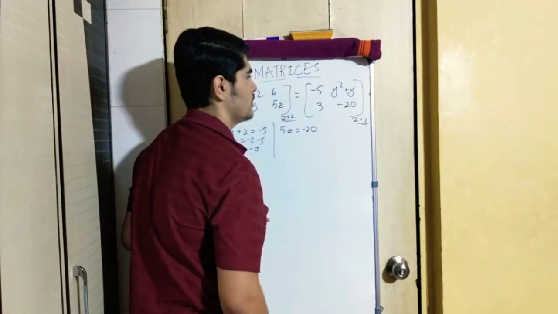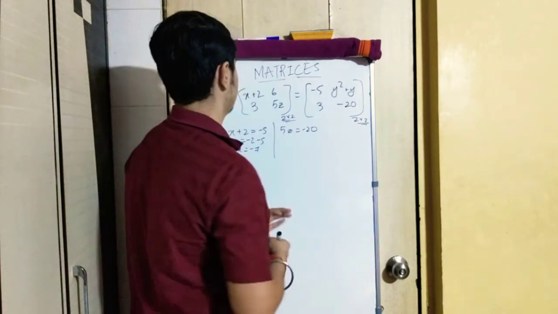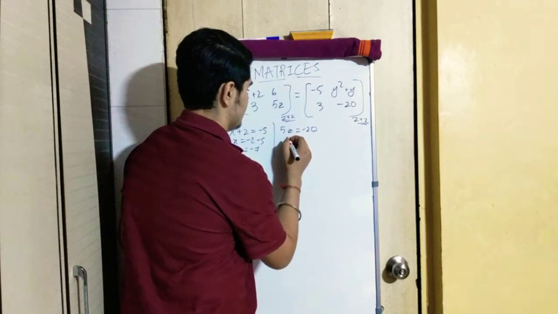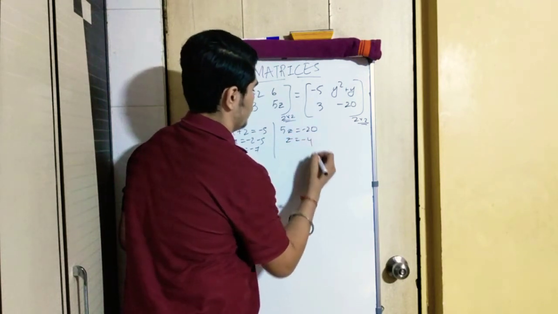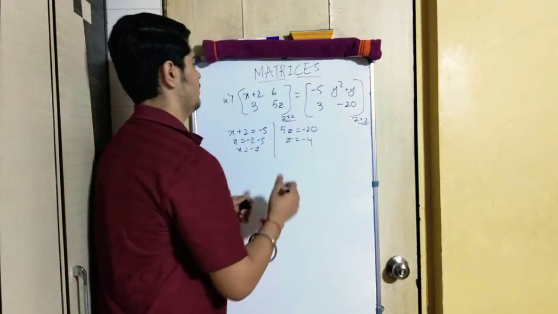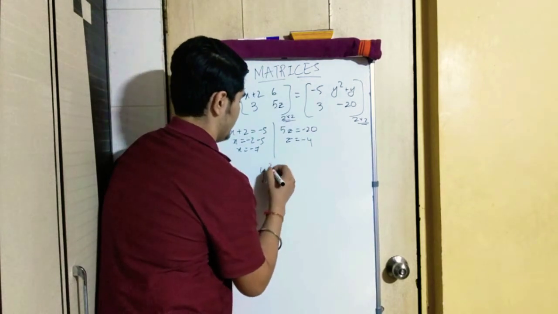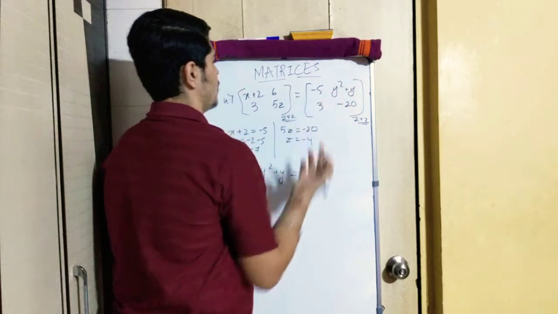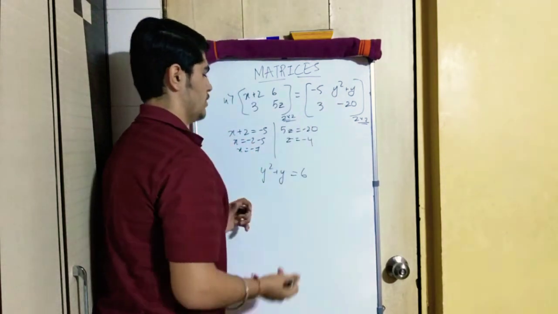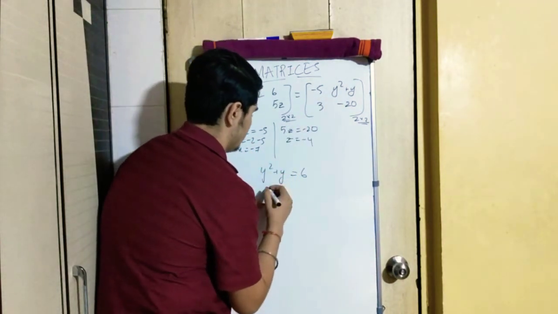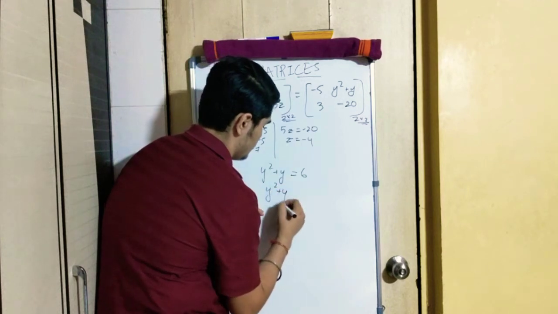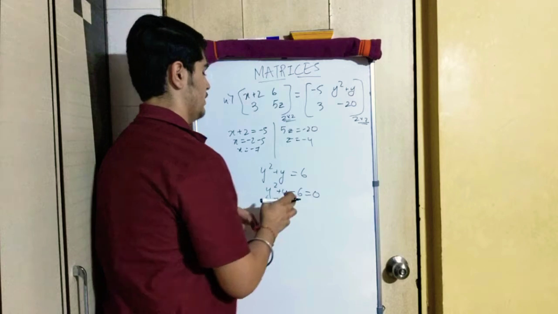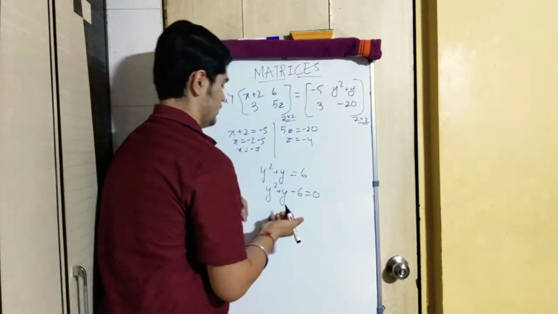The same you do in the 3 by 3 matrix, but in this exercise it is not given. So z is equal to minus 4. Now we find y square plus y is equal to 6. Or you can write it either way, 6 is equal to y square plus y. So we take 6 here, minus 6 is equal to 0. So you can find this by quadratic equation.